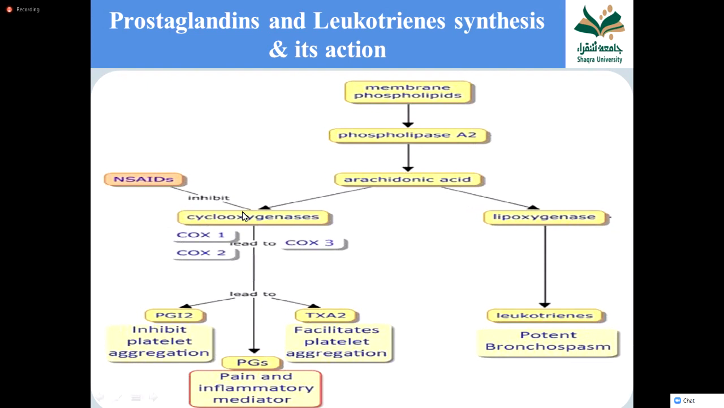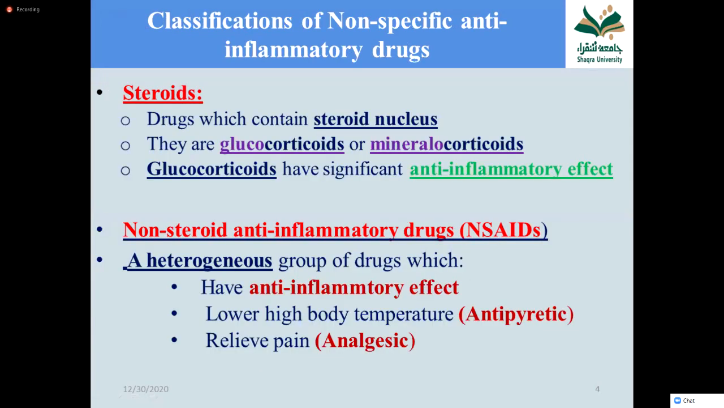Now, come again. So you can either inhibit cyclooxygenase, or the second option is you can inhibit phospholipase so that arachidonic acid will not form. That's what our anti-inflammatory drugs do. So we will see this in the coming slides. So let's come to the classification.